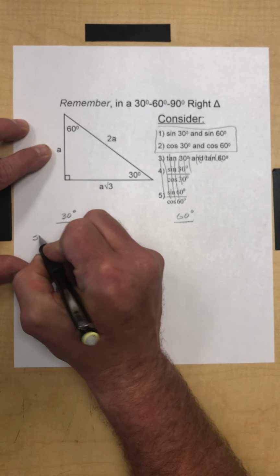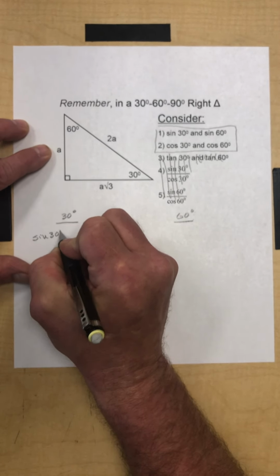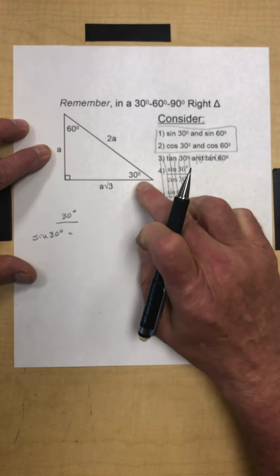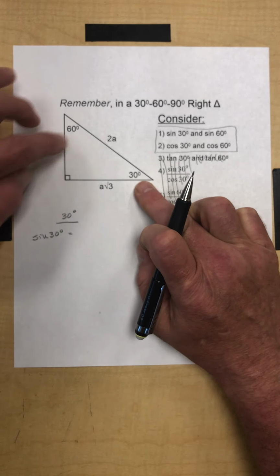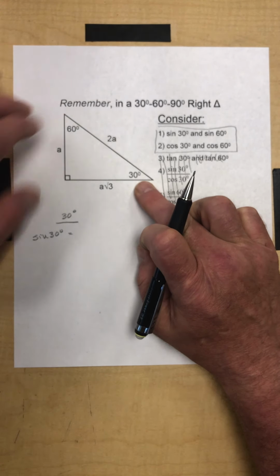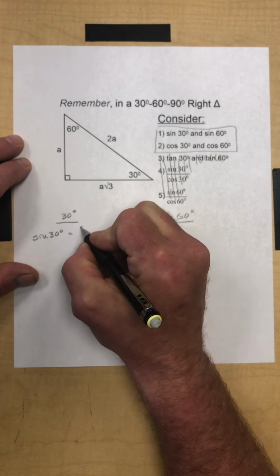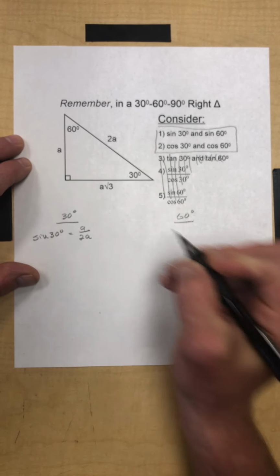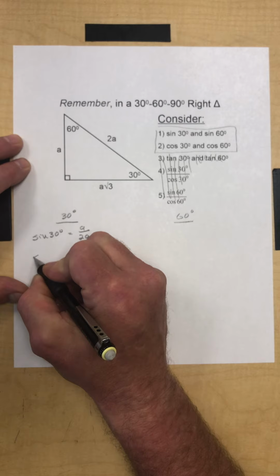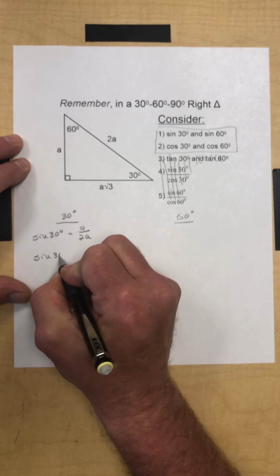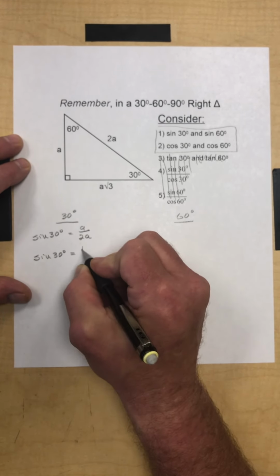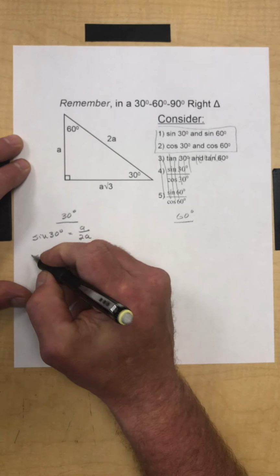If I do the sine of 30 degrees, I start here and go opposite over hypotenuse, so I get A over 2A. Notice the A's cancel each other out, and I get the sine of 30 degrees is equal to 1/2. That's really important.